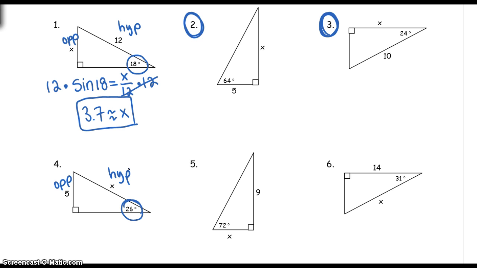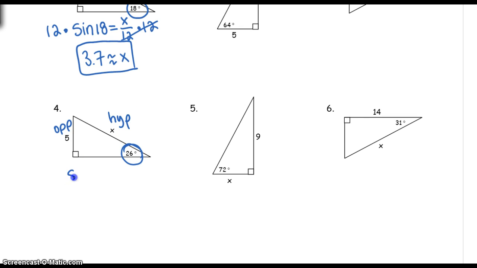What deals with opposite and hypotenuse? That's going to be sine. So we're going to take care of this using sine. So we use sine of 26 equals the opposite, which is 5, divided by the hypotenuse, which is x.